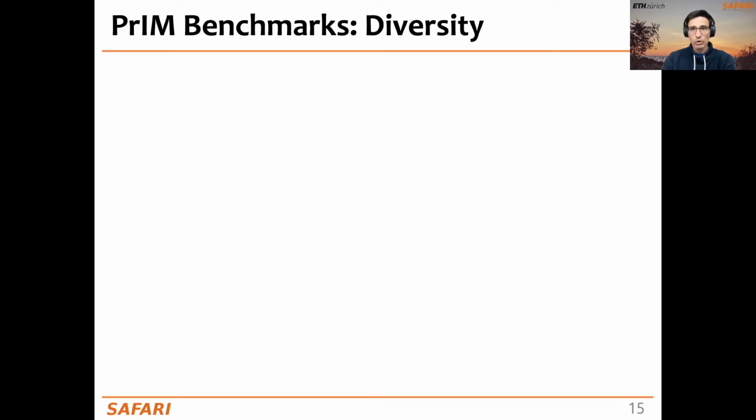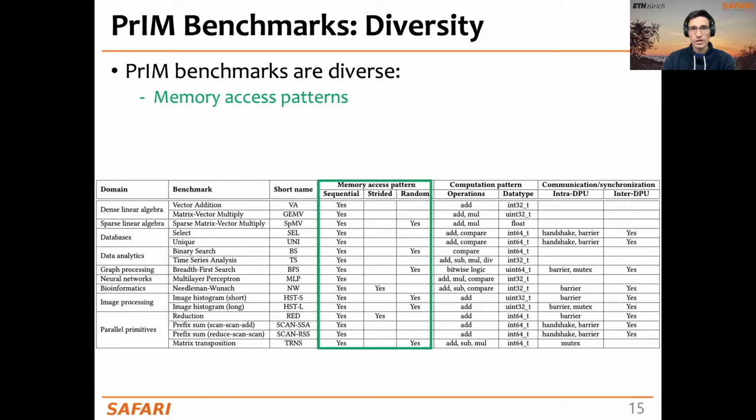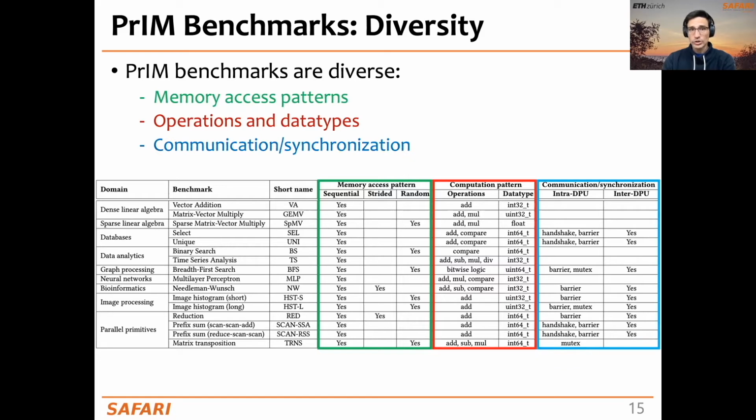PrIM benchmarks are also diverse. They are diverse in terms of memory access patterns because they have sequential, strided, and random access patterns. They are diverse in terms of operations and data types, and also in terms of communication and synchronization, intra-DPU and inter-DPU.